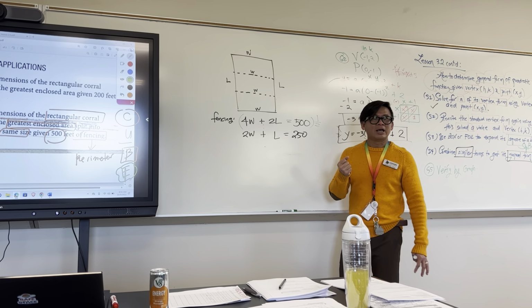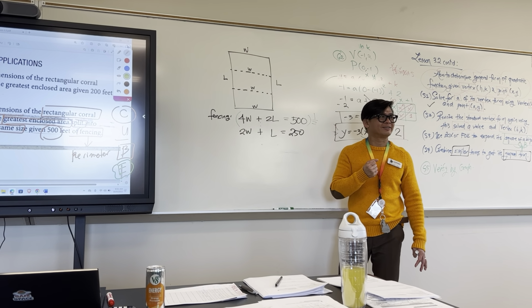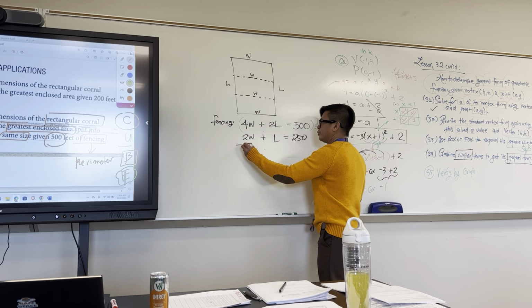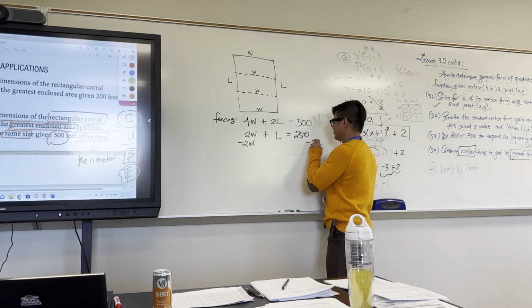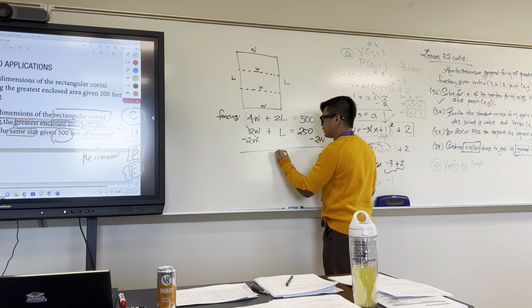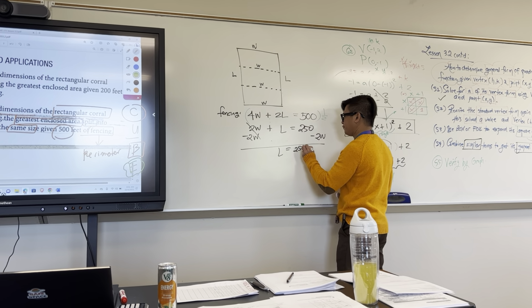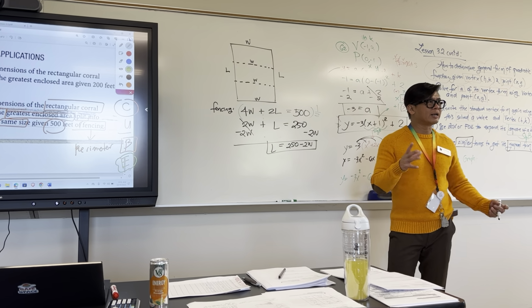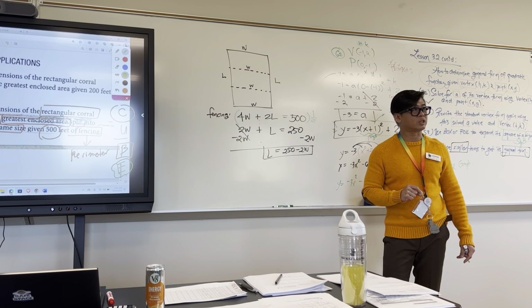Okay. But anyways, how to solve for length in here? Jaden. Subtract 2W. There we go. So this will cancel out. Length is equal to what? 250 minus 2W. And again, we're gonna use that one as our tool later to analyze this, right?